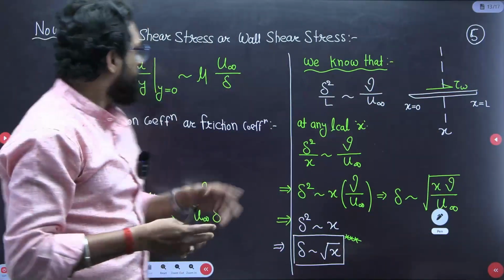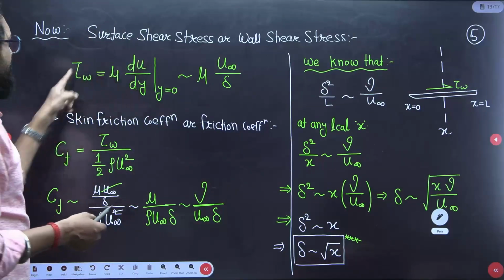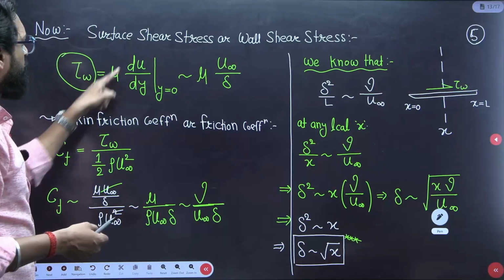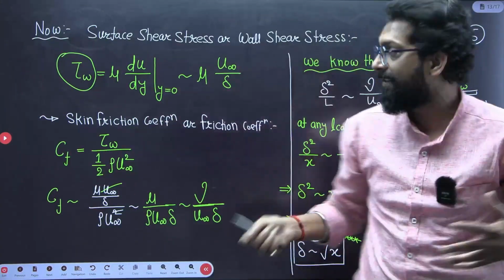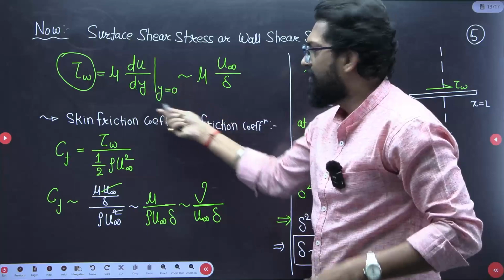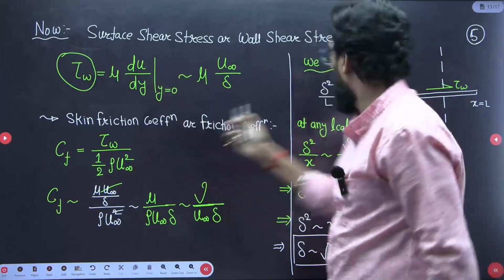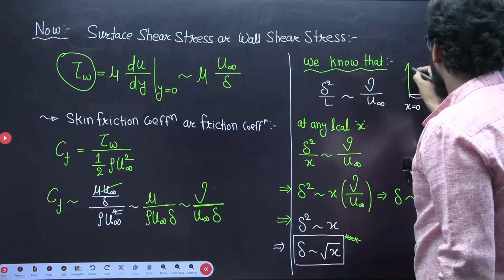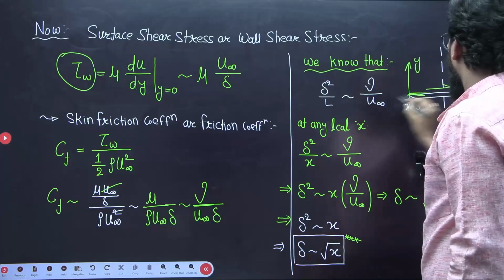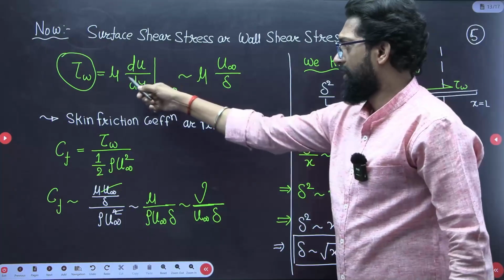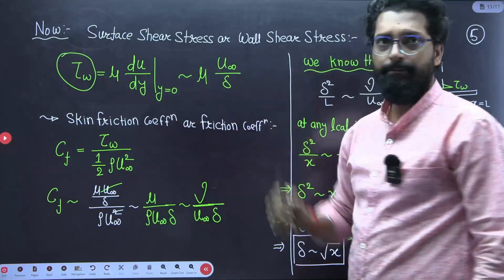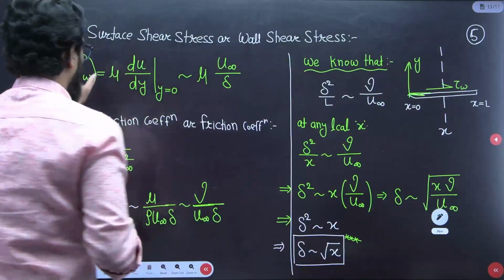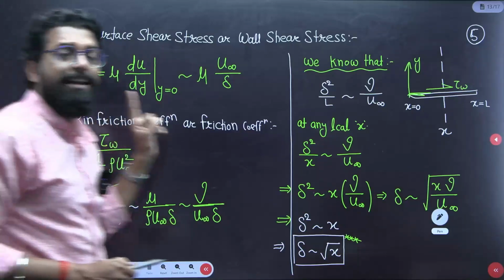Clear? Now, what is the wall shear stress? Tau wall is mu du over dy. Why? Because we have to take the fluid as a Newtonian fluid, already in the analysis. And y is equal to 0, because we have to take it at the wall. This is the y. So y equal to 0 is at the wall. At the wall, what is the order of mu? What is the order of u? U infinity. What is the order of y? Delta.